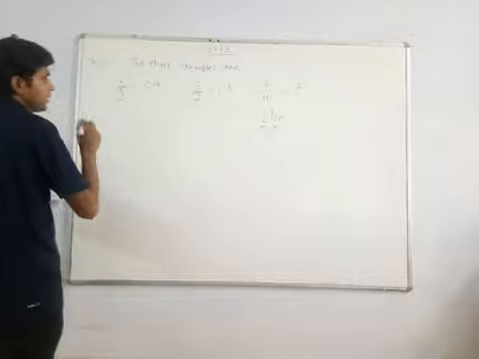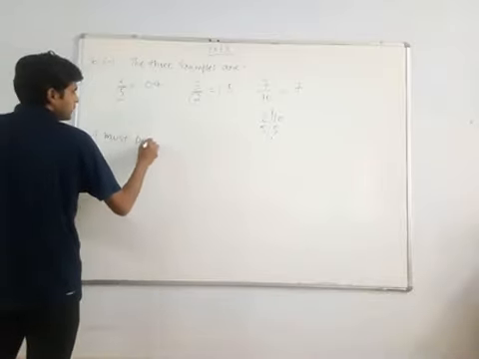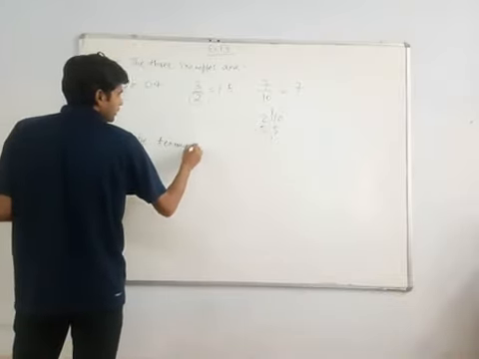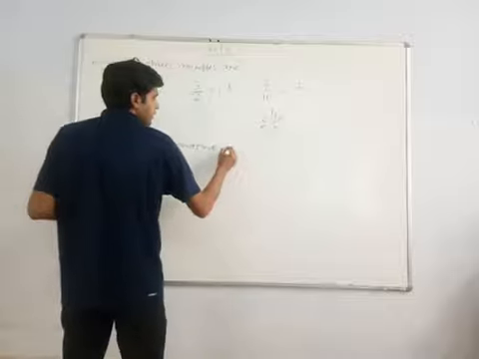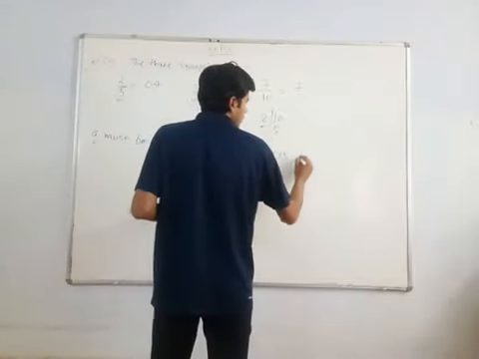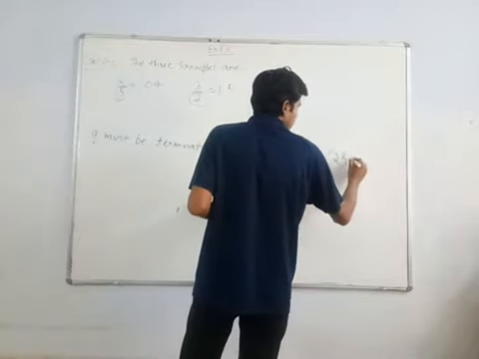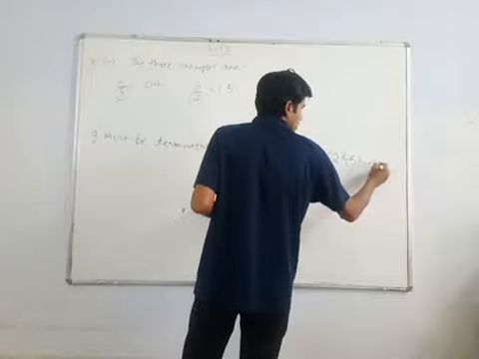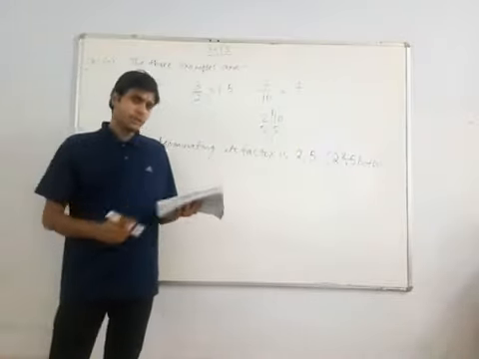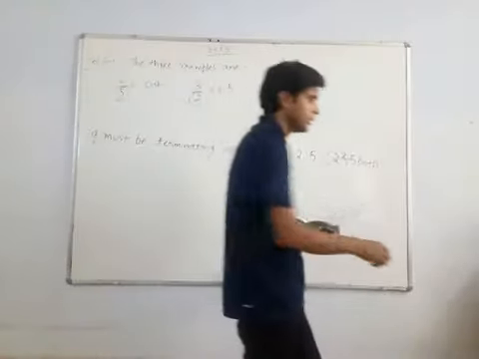So you have to write that for a terminating decimal, q must have its factors as 2, 5, or 2 and 5 both, right? Question number 7 and 8 is your homework. Then question number 9. Okay.